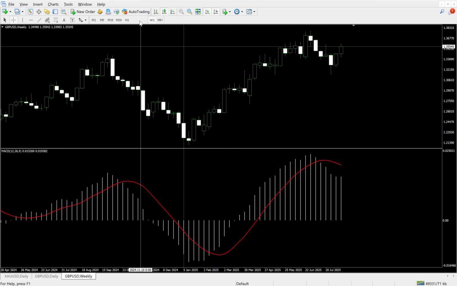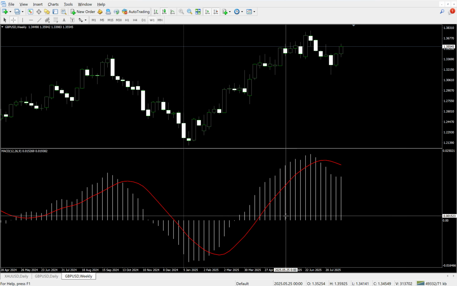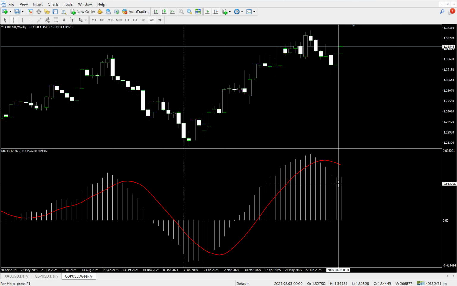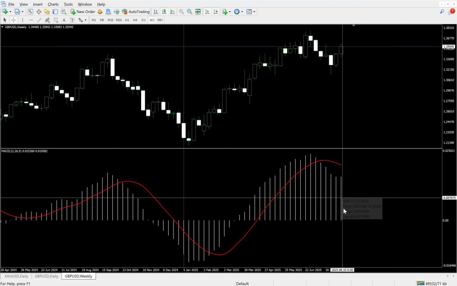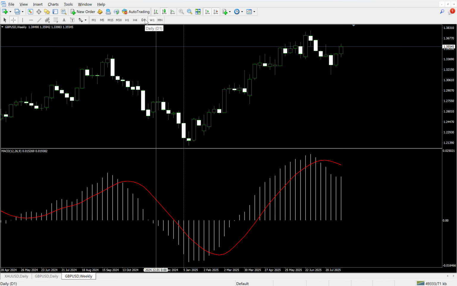So on how we determine the trend in this currently asset, for example, GBP USD, we have now all the bars of MACD indicator located above the zero line. So we consider it globally as a bullish trend. So we only look for buys.